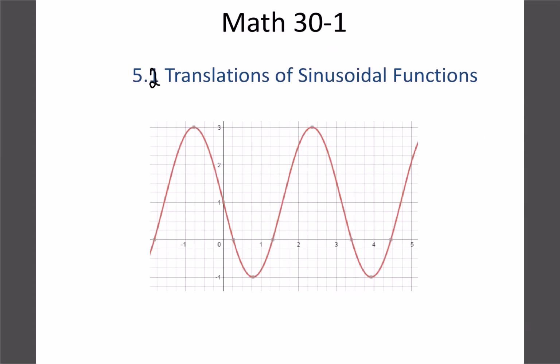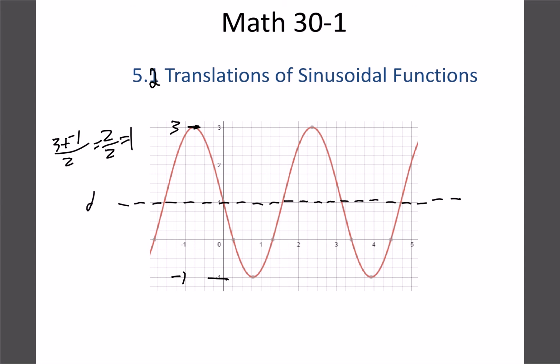So let's go back to our title page. We can see our max is at 3 and our minimum is at -1, so we can go 3 plus -1 divided by 2, which is 2 divided by 2, which is 1. So that means the midline of the graph is at 1. Our D would equal 1, which means we've shifted the graph upwards 1. We did a vertical translation of 1. We can also see from this graph that we have an amplitude of 2. So we've got an amplitude of 2 and a midline of 1 so far.